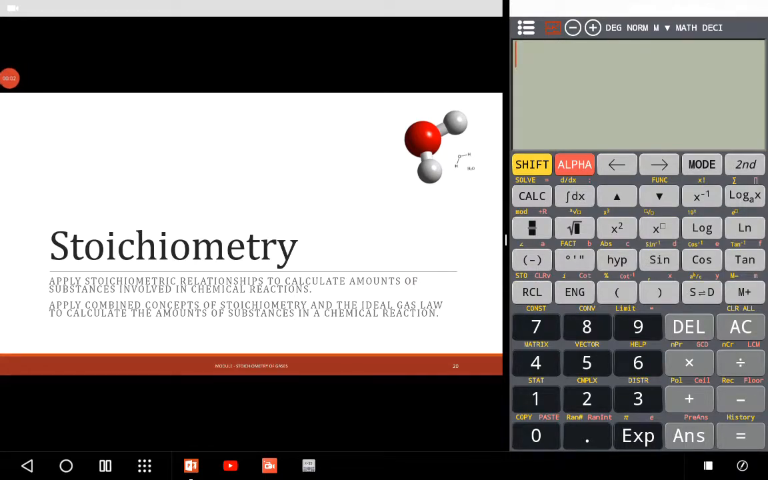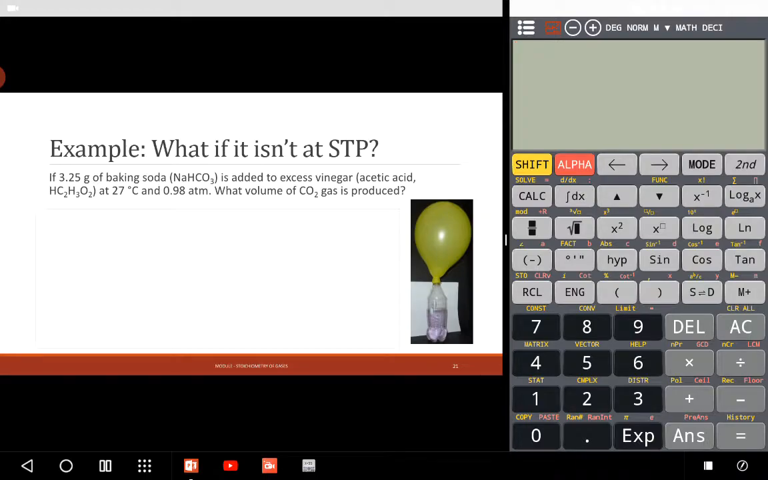In this video, we're going to be doing some problems related to stoichiometry and gases that are not at STP. Here's an example problem. It reads, if 3.25 grams of baking soda is added to excess vinegar at 27 degrees Celsius and 0.98 atmospheres, what volume of CO2 gas is produced? Since this is not at STP, we cannot use the 22.4 liter shortcut. So instead, we have to work this out by hand.